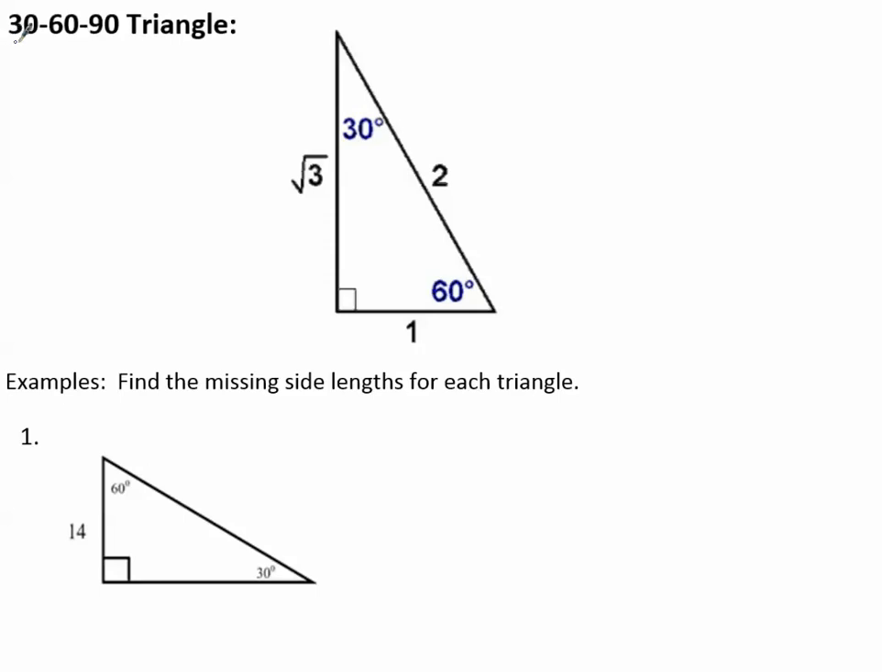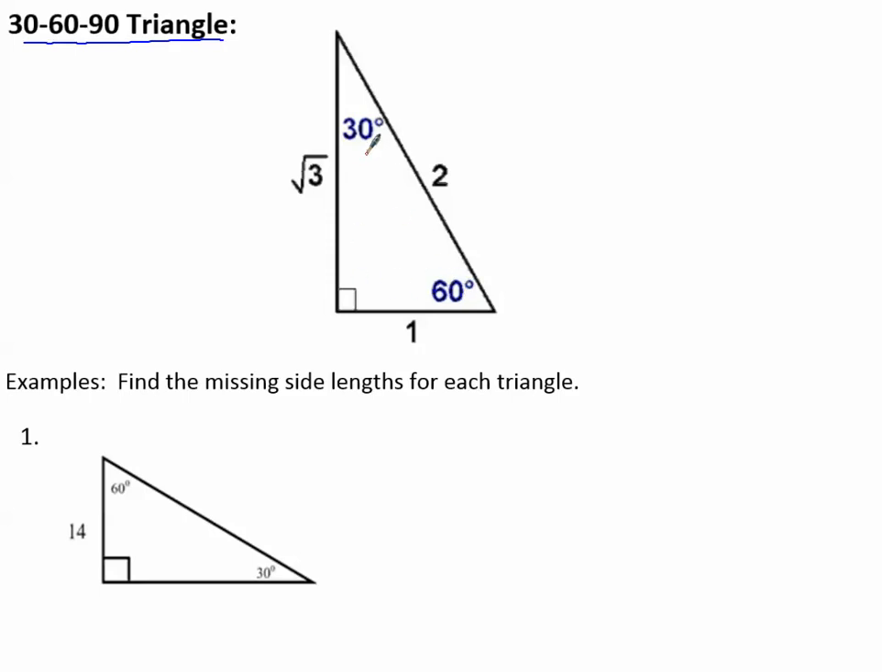Now let's look at the 30, 60, 90 special right triangle. Notice, we still have a right angle, but one of the acute angles is 30 degrees and the other acute angle is 60 degrees. Of course, that adds up to 180 degrees.